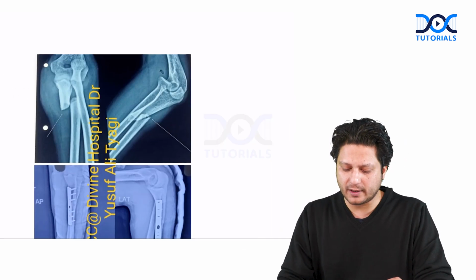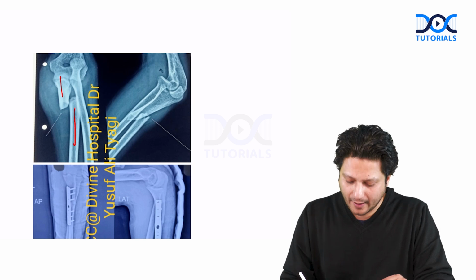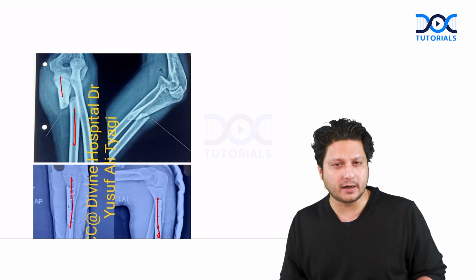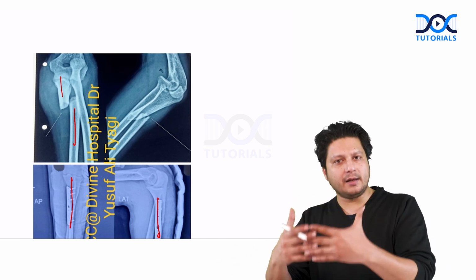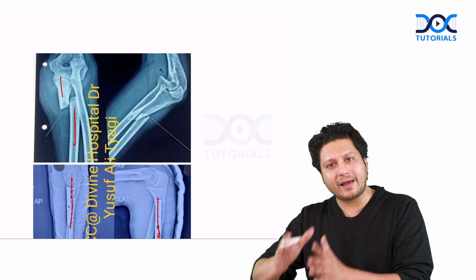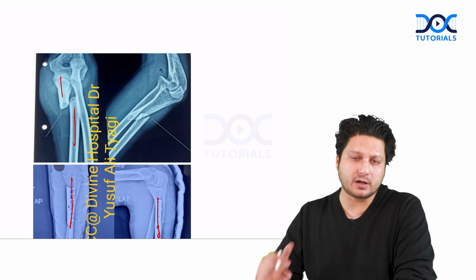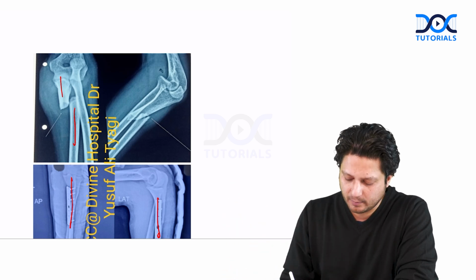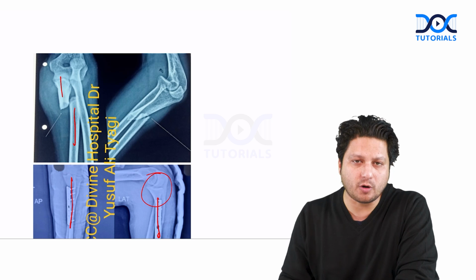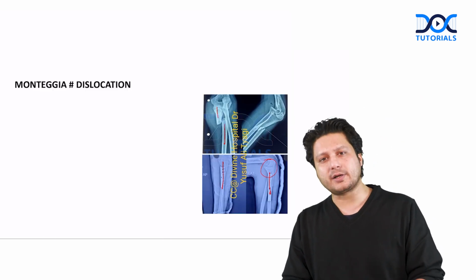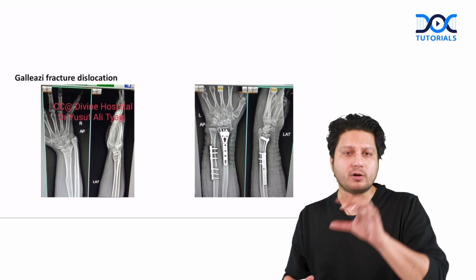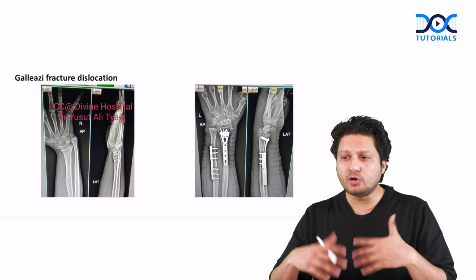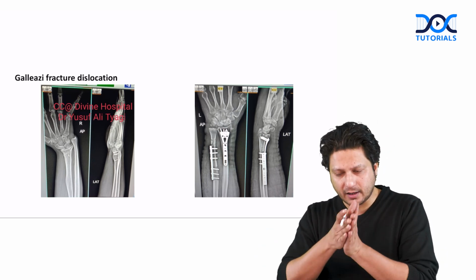Like if you can see over here, this is a Monteggia fracture. You have to open the fracture site and fix it with the plate, or by using the wire in case of a young individual. When you fix the ulna, then the proximal radio-ulnar joint will fall back into its original position automatically. So this is how open reduction internal fixation is considered to be the management for both Monteggia as well as Galeazzi fractures.